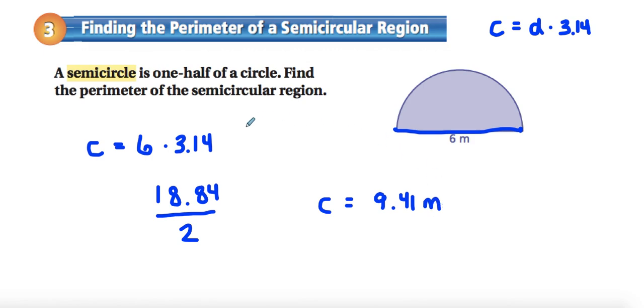If you would like to add this to our formula, you can. So when we're working with a semicircle, you take the diameter times 3.14 and you cut it in half. So that's exactly what we did. Let's try one more problem.